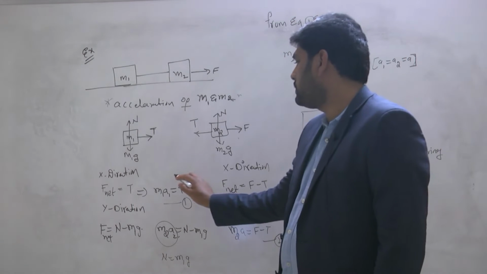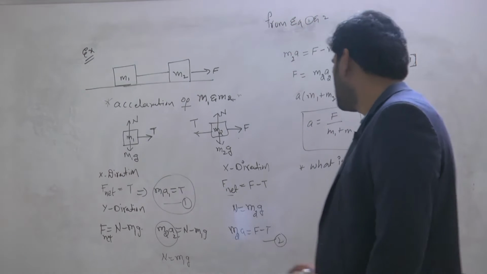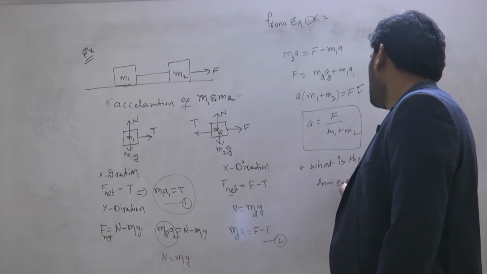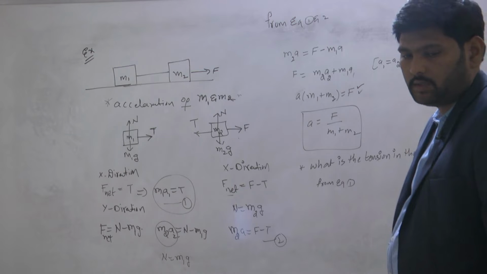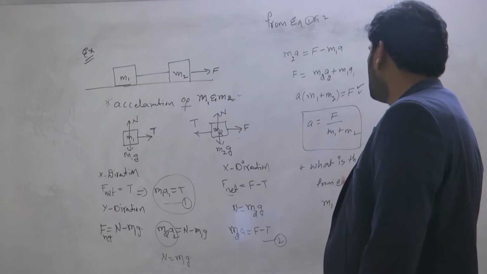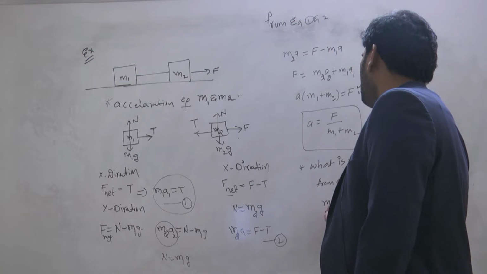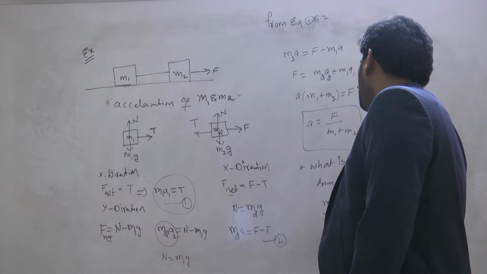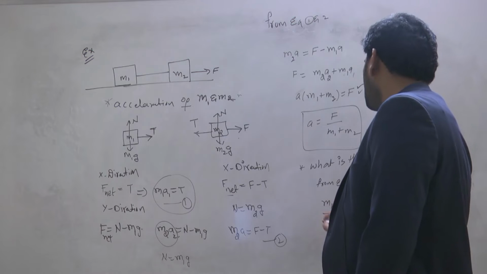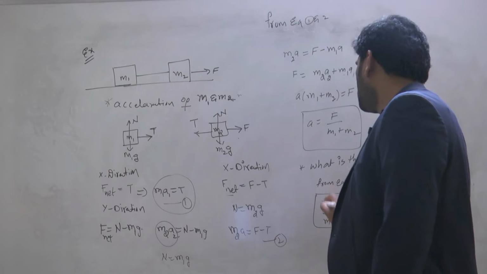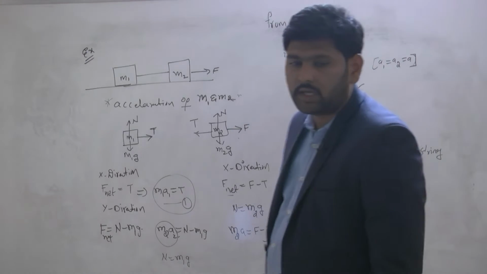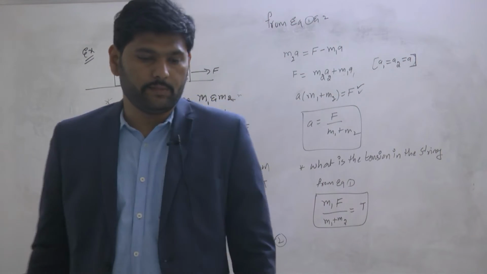Look at here. So this is equation 1. From equation 1, M1 A1, where A is nothing but this acceleration, F by (M1 plus M2), is equal to T. So this is the way you will have the tension in the string. Understand? So these are the problems we can solve by using free body diagrams.